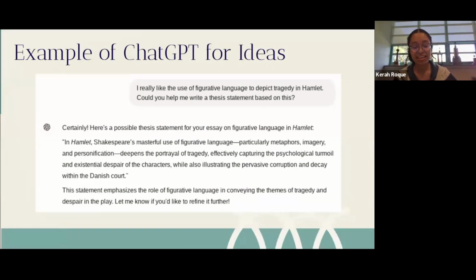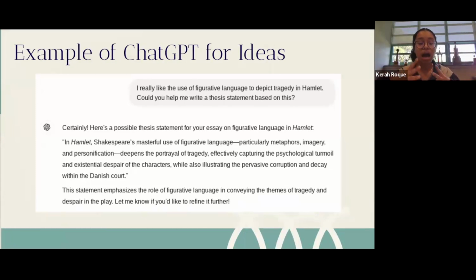So here we can see me, a student, interacting with ChatGPT. One of the ways a consultant can mediate a writer's autonomy when using AI since the beginning of this process is considering what the writer prompted ChatGPT to do. So here we can see in my example, I specifically said, I really like the use of figurative language to depict tragedy in Hamlet. Could you help me write a thesis statement based on this?